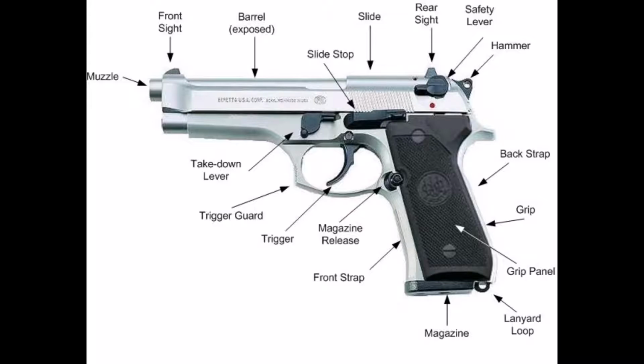Types of firearms. Handguns. Handguns are handheld, short-barreled firearms. They are the smallest of all firearms. There are three common types of handguns: single-shot pistols, revolvers, and semi-automatic pistols. Shotguns and rifles.